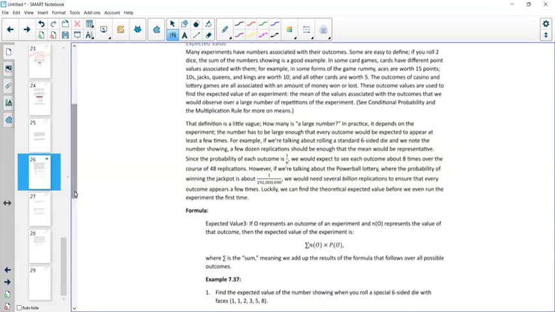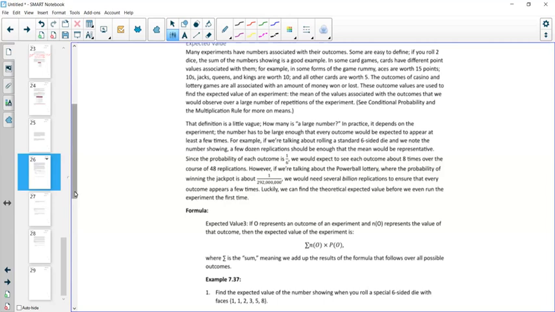So how many is a large number? Well, in practice, it depends on the experiment. The number has to be large enough that every outcome would be expected to appear at least a few times. For example, if we're talking about rolling a standard 6-sided die, and we note the number showing, a few dozen replications should be enough that the mean would be representative. Since the probability of each outcome is 1/6, we could expect to see each outcome about 8 times over the course of 48 replications.